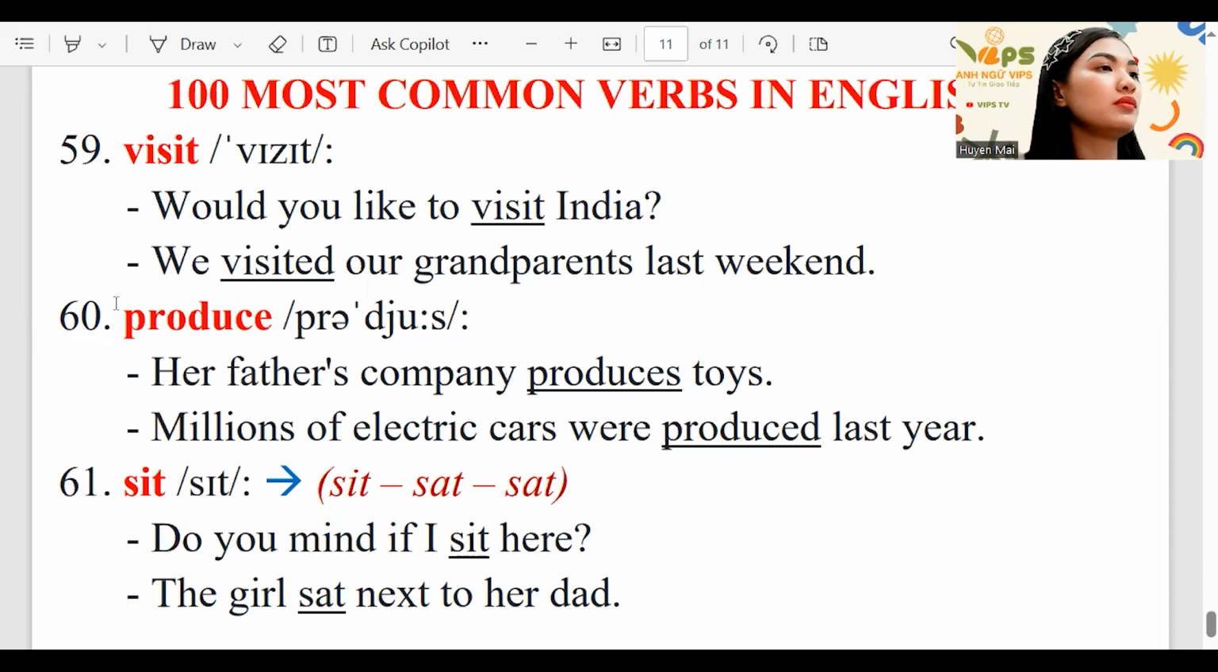Now, again, visit. Would you like to visit India? We visited our grandparents last weekend. Produce. Her father's company produces toys. Millions of electric cars were produced last year. Sit. Irregular. Sit, sat. Do you mind if I sit here? The girl sat next to her dad.